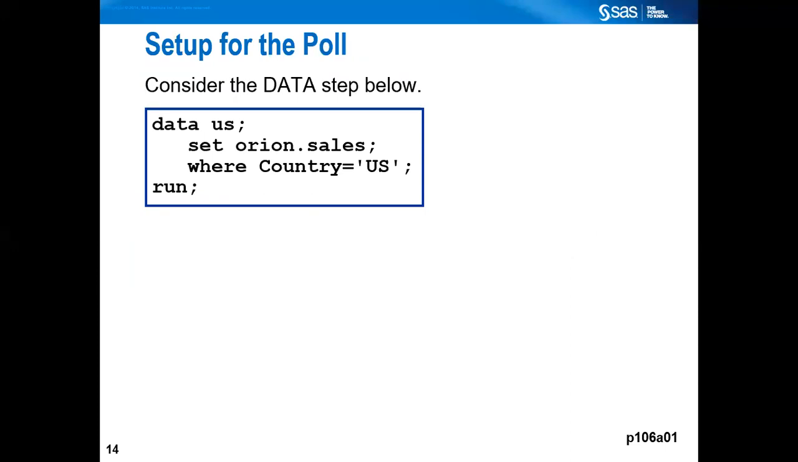Consider this data step below where you are creating a data set called US. Now pay attention, there is no library. So by default, what library will SAS use here? In which library will this US data set be saved? Work, correct? Here there is no WORK library specified, correct? Of course, you are reading from Orion. Fine.